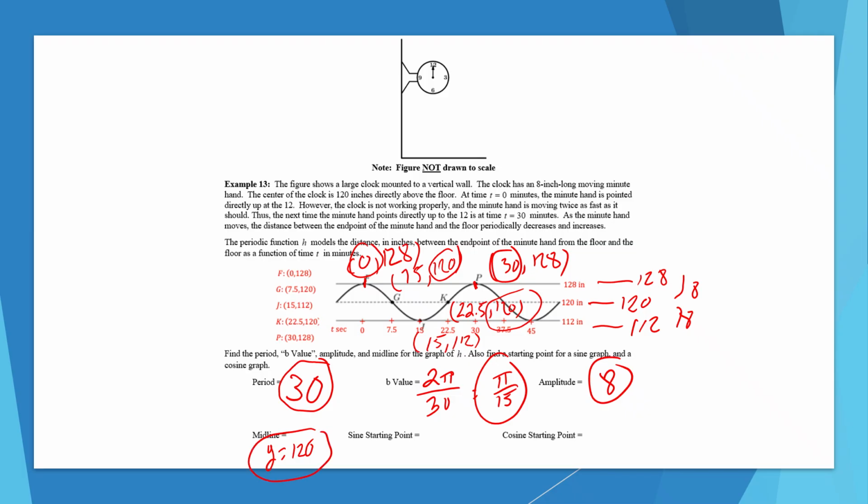And then a sine starting point. This is going to be at the midline going up, and so that is going to be at 22.5, comma 120, which is k's coordinate there. And then for a cosine starting point, you could have two. You could either have f or p's coordinate, so either 0, comma 128, which is what I would recommend going with, or if you wanted to, you could have 30, comma 128 as well. Those would be your two coordinates for a cosine starting point there.